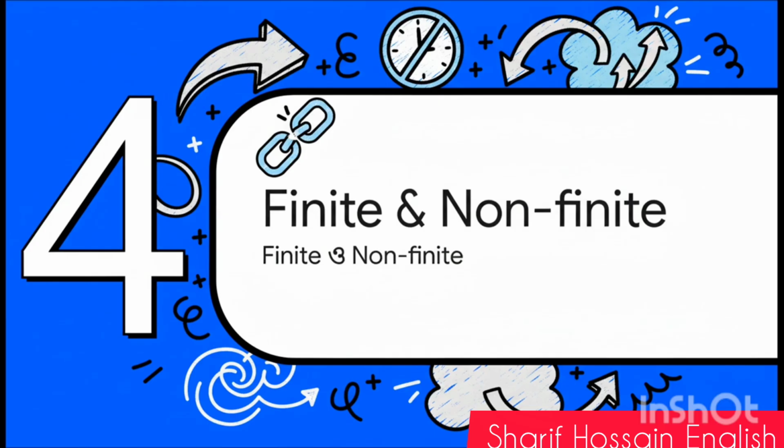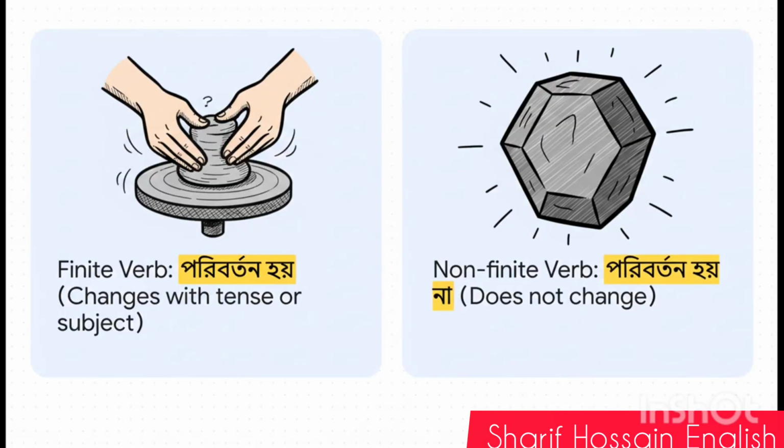Okay, we're on to our final pair, and this one's a little different. We're looking at finite and non-finite verbs. And this distinction is all about one thing. Does the verb change its form, or does it stay the same no matter what? So here's the deal. A finite verb is limited or tied to its subject and tense. That means it has to change its spelling to match them. But a non-finite verb, it's not limited at all. Its form stays exactly the same, no matter what the subject or tense is doing.